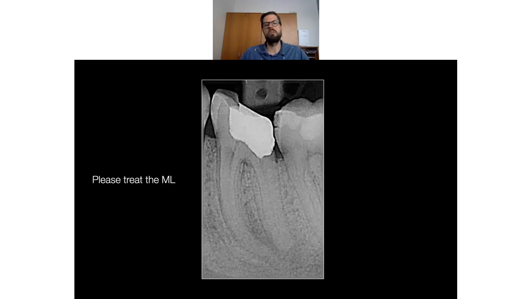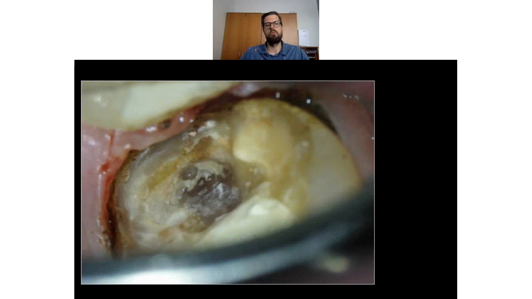And the doctor told me that I should only treat the mesiolingual without treating other canals. So that was the only problem of the doctor. And yes, it was really difficult to treat the mesiolingual because the problem was, I will tell you, later.